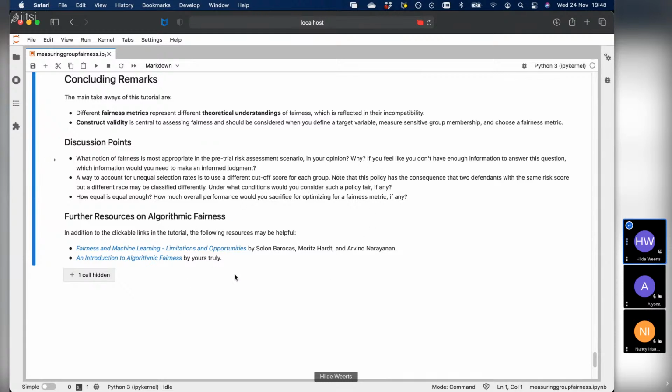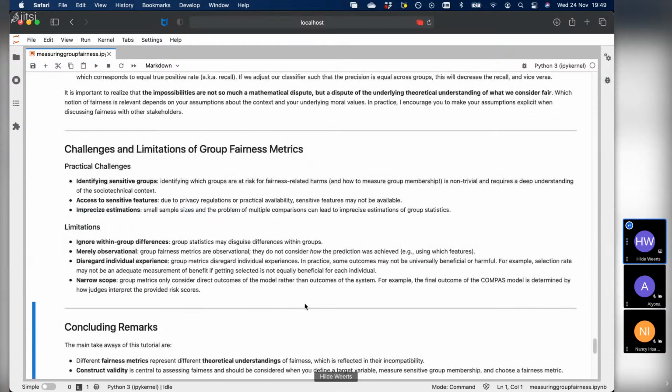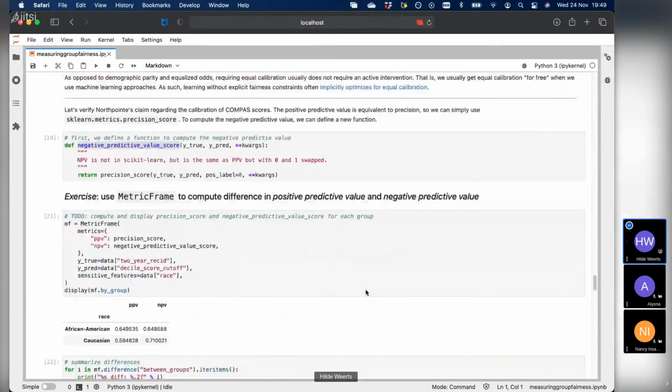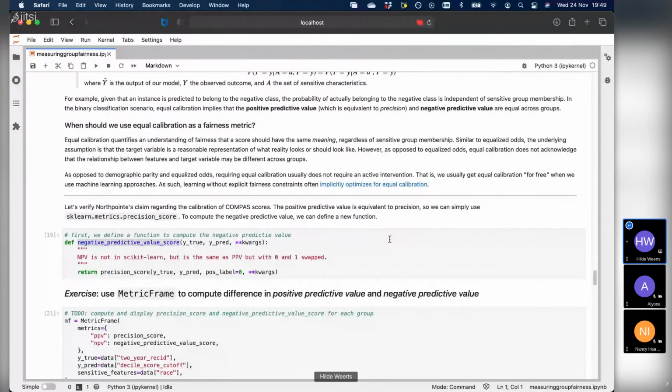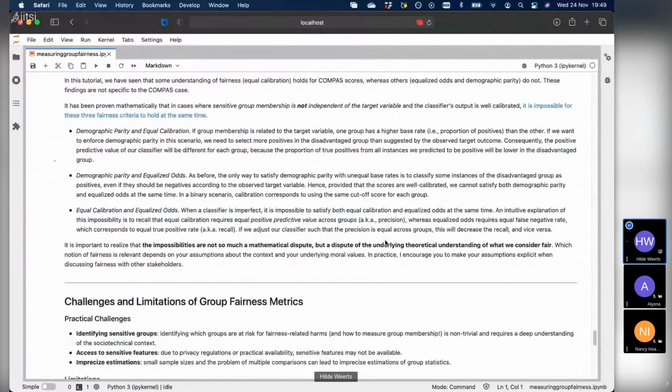If you want to learn more about fairness, there is a nice book by Solon, Moritz and Arvind, which is currently still in development, but they have quite a few nice chapters for you to look into. I also wrote some lecture notes for my bachelor's course at Eindhoven University of Technology on responsible data science, so you can also check that one out if you like. And throughout the whole tutorial, I've sprinkled in some links to research papers or articles that can also be interesting for you if you want to learn more.